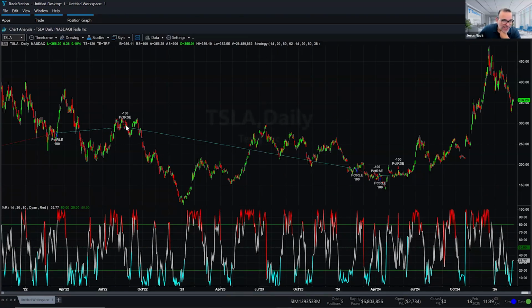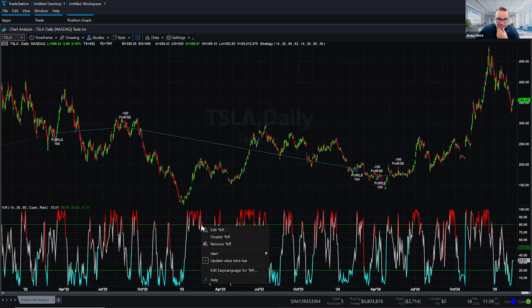You can see how the strategy does not really react to all the overbought and oversold levels of the percent R indicator. That may be the reason why in TradeStation, the percent R indicator starts with a percentage sign, like a special character, and the percent R strategy starts with a P, PCT R SE, because it's different. It's based on percent R, but the signal changes. Let me show you the differences. Let me right click on the indicator first to show you what the difference is.